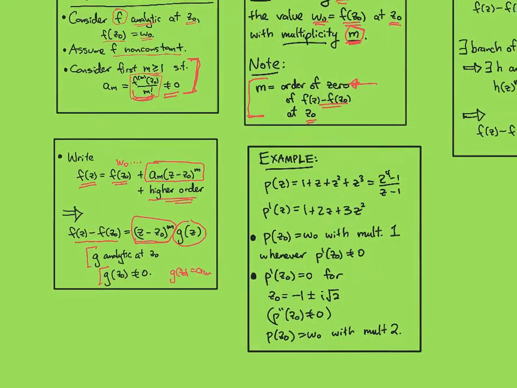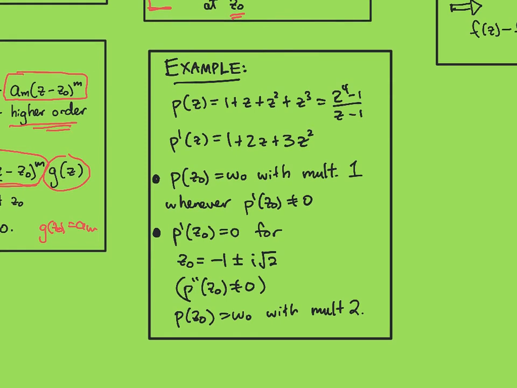So here's a simple example. If I have this polynomial, 1 plus z squared plus z cubed, and here's its derivative, 1 plus 2z plus 3z squared. And so by the above, we're only going to get higher multiplicities when we have the derivative equal to 0. So whenever the derivative is non-zero, you're just going to get multiplicity 1, because this will be the first non-vanishing derivative at z0. Okay, but this is a quadratic, so it has two values where the derivative is 0. And here's what they are, just from the quadratic formula, looking where this equals 0.